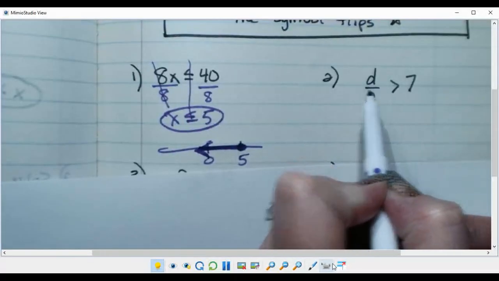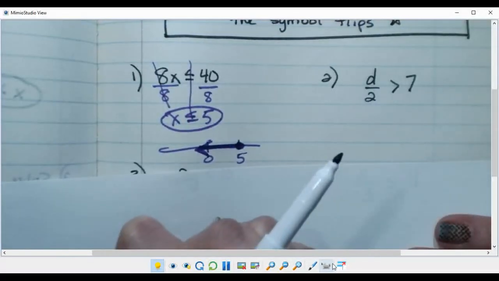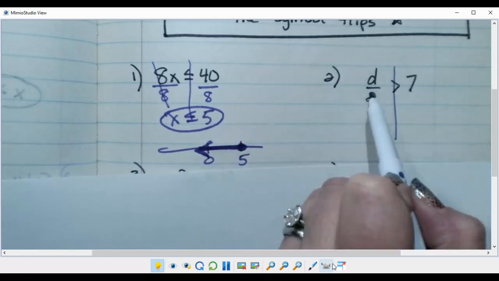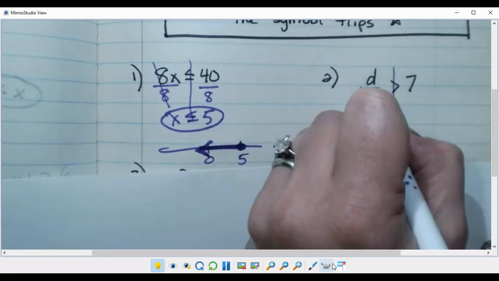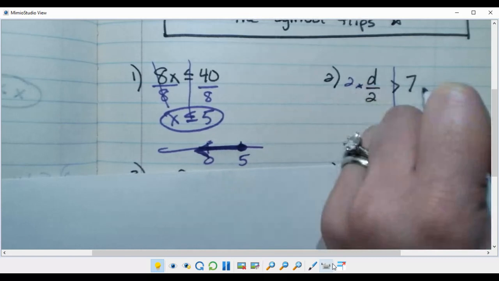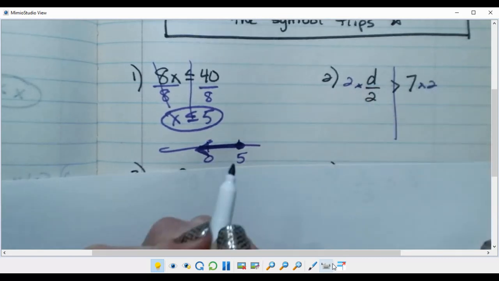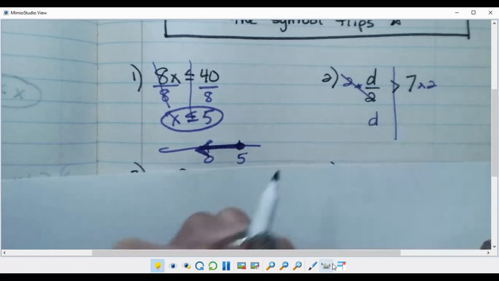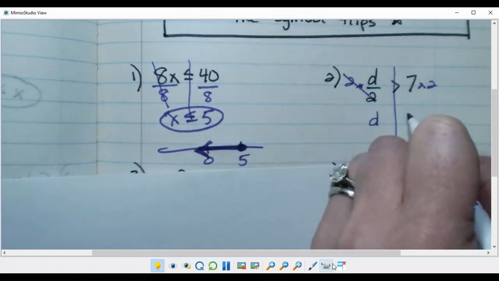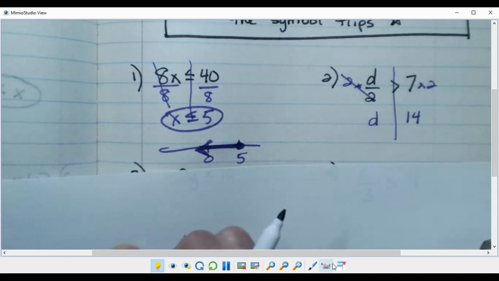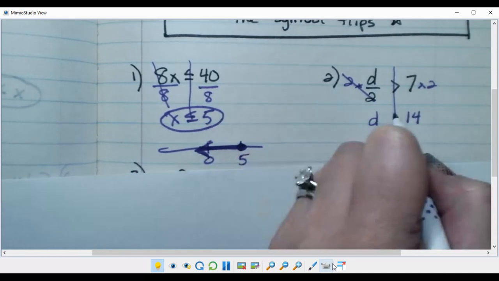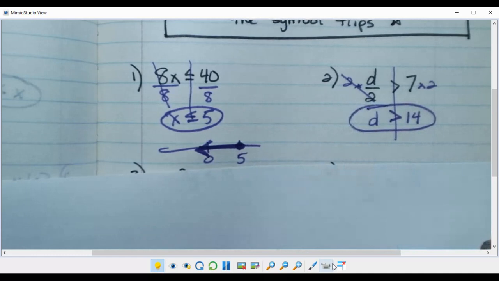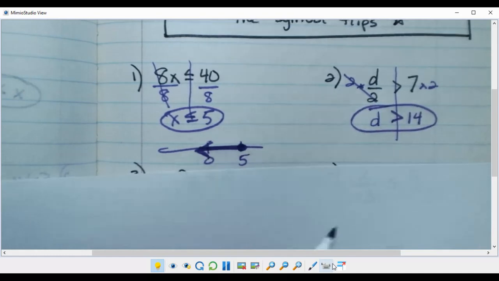Now, our second example, again, not a negative to be found anywhere, but this time this is division. Remember the fraction bar? Sometimes it's a fraction bar, sometimes it's a division symbol. So right now, D is divided by 2. So to undo that, I'll multiply by 2 on both sides. On the left, the 2's will cancel out, and I have just D. On the right, 7 times 2 is 14. Not a negative to be found anywhere, so I'll drop my sign down exactly as I say it. D is greater than 14.